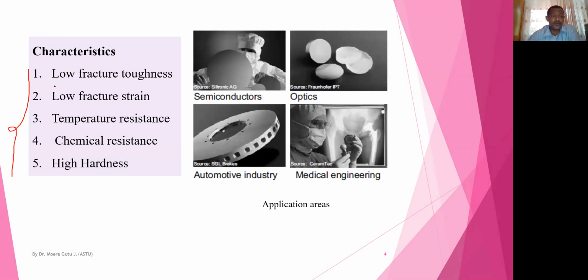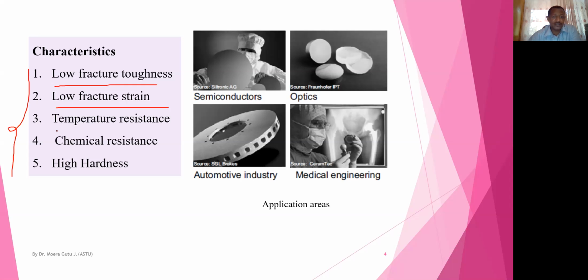They have low fracture toughness, meaning they cannot absorb load when the load is applied vertically or horizontally upon the hard materials. They can easily fracture, so they do have low fracture toughness. They have low fracture strain also. They cannot easily strain or deform.